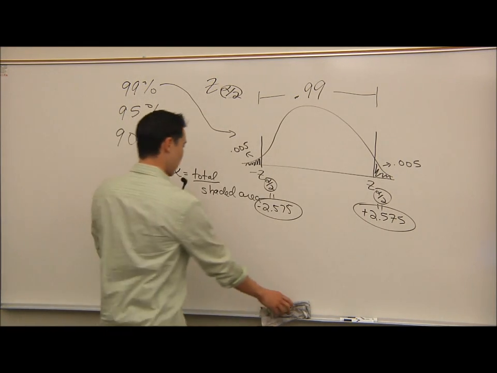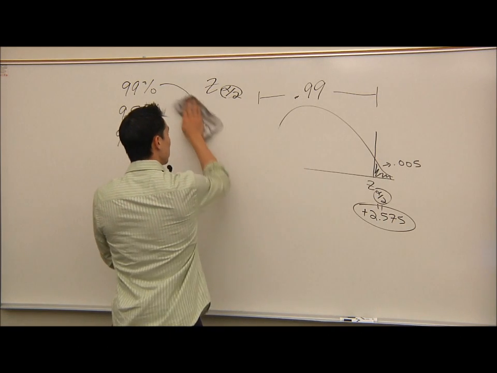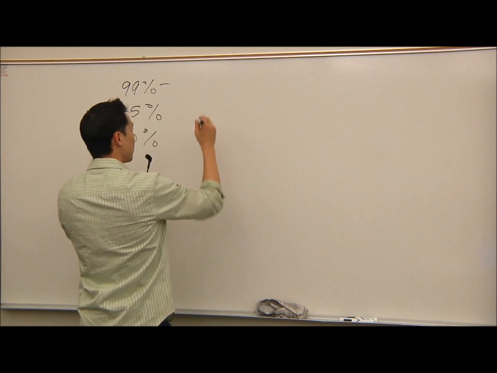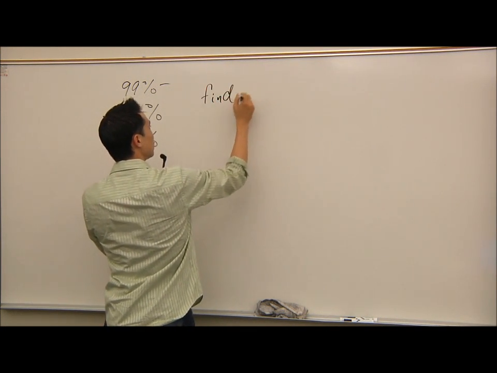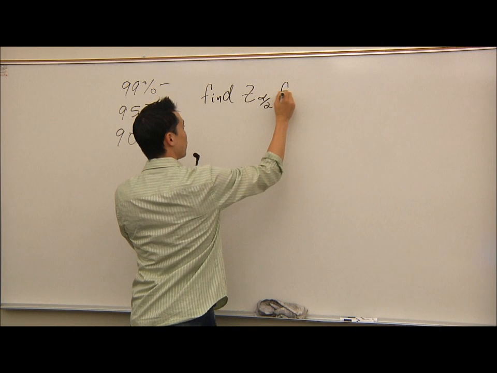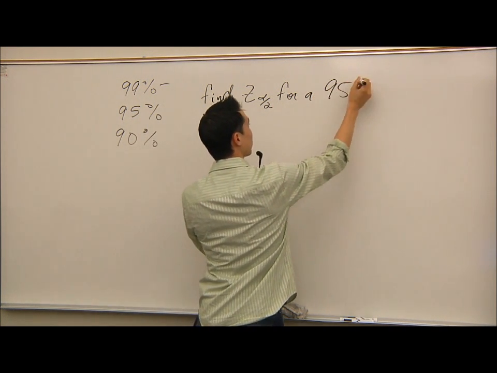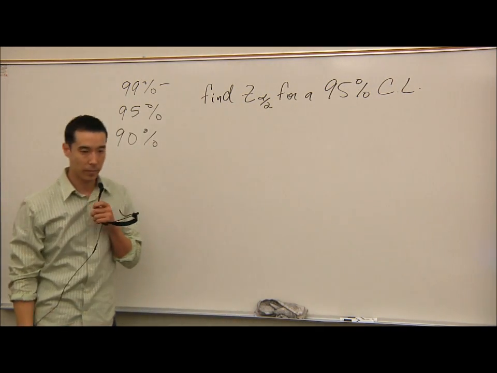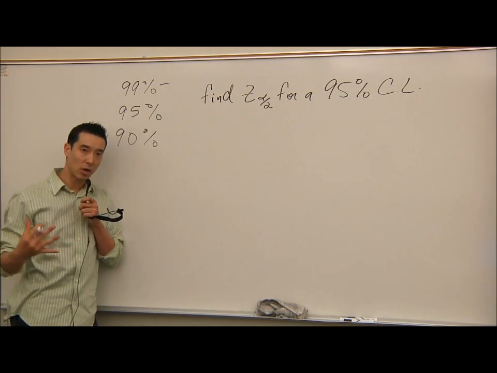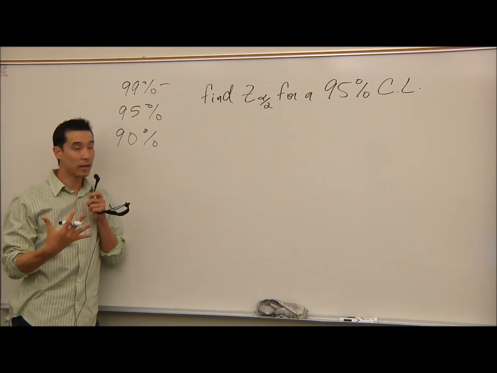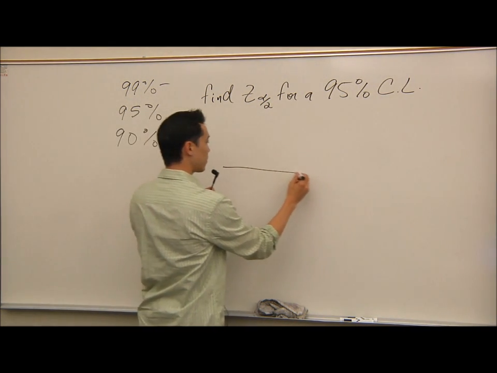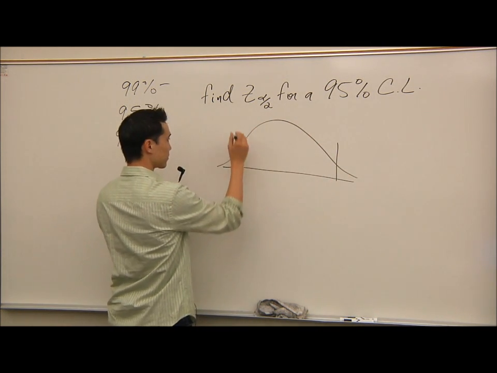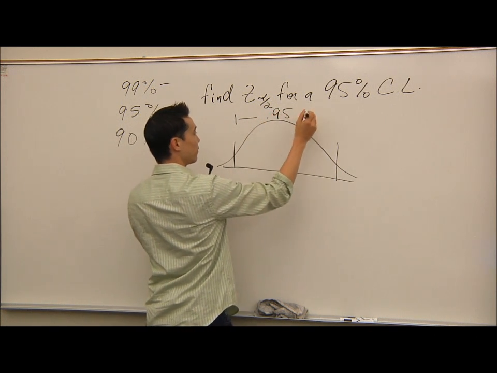Let's do a 95% confidence interval. All right? So the directions would be something simple like find z sub alpha over 2 for a 95% confidence level. CL, confidence level. Okay? The way you attack this, it's always the same. If they want 95%, you're going to draw a standard normal graph. You're going to put 95% in the middle this time. So that area is 0.95.